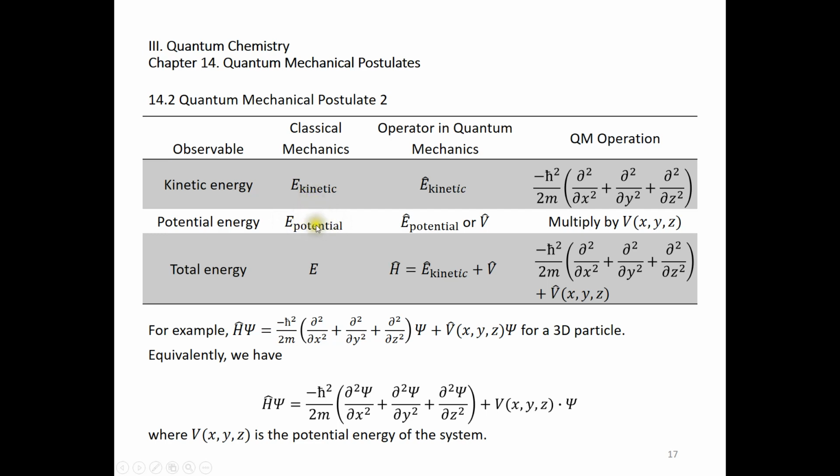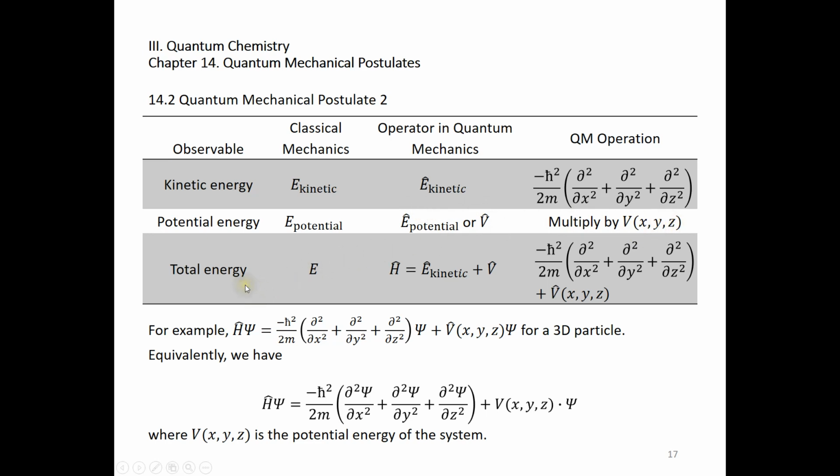And the difference between kinetic energy and potential energy is this. Kinetic energy depends on the motion of the particles. Potential energy depends on the position of the particles. In quantum mechanics, we use this notation. We put a caret on top of E sub potential, or simply use V with a caret on top, and the operation is just multiplied by the function of V. V is a function of the position of the particle.